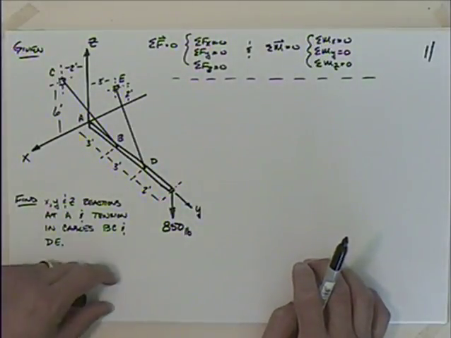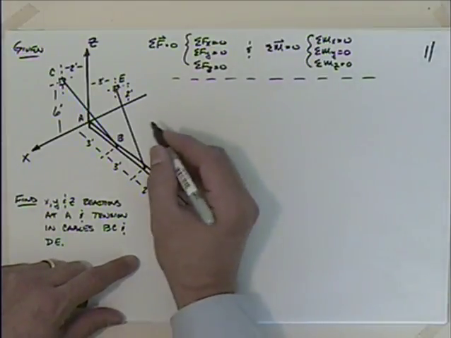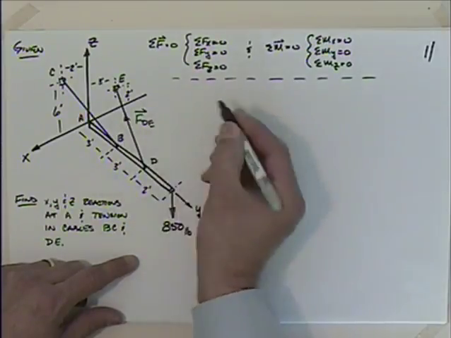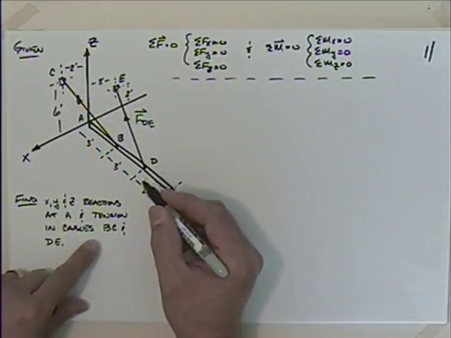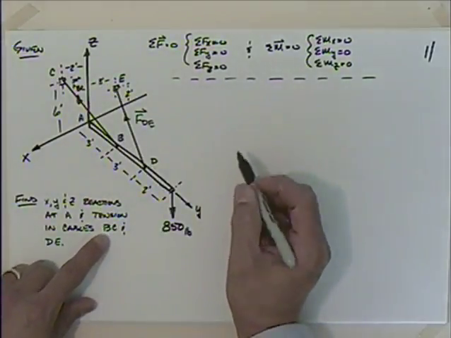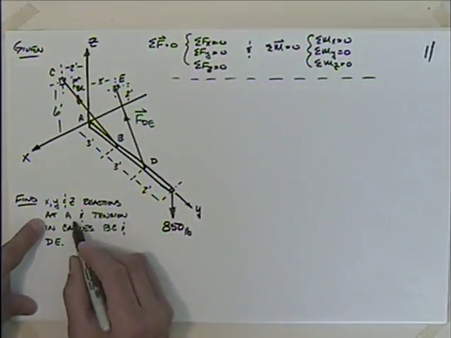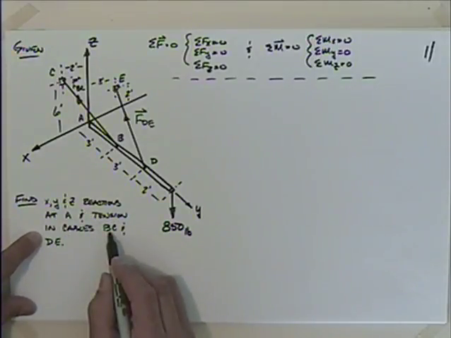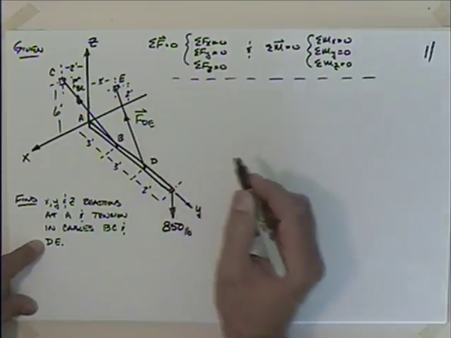We're going to get to drawing the free body diagram in a little bit, but before we do that, I probably better get a handle on this force FDE. That's this one. And this force here, which is going to be, what's that, FBC. Okay, so we've got DE and we've got BC, because we're asked for the X, Y, and Z reactions at A. We'll talk about that a little more when we get to the free body diagram. And then we'd like the tension in cable BC, so that would be FBC, and the tension in DE, FDE.